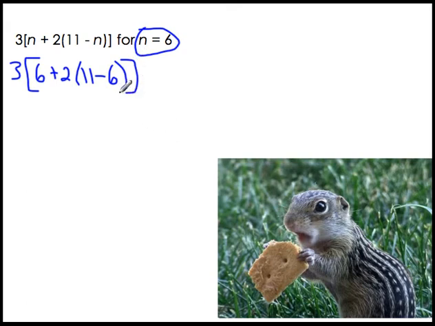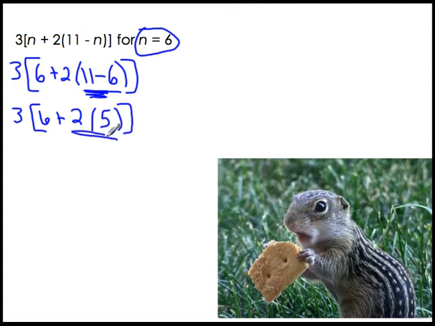Okay, innermost parentheses happens first. Everything else drops down, so it'll be 3 bracket, 6 plus 2. Inside the parentheses is going to be 5. Finish the bracket. Okay, now inside the bracket, we need to do the multiplication first, before the addition. So I'm going to drop down the 3, drop down the bracket, drop down the 6, plus 2 times 5 is 10. Finish the bracket. And again, inside the parentheses, I'm going to work that out.